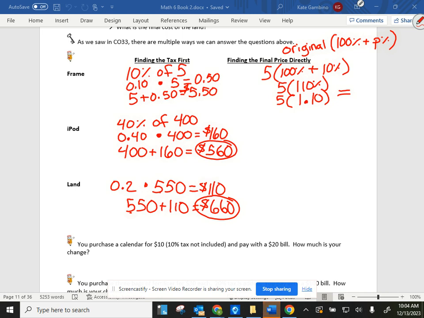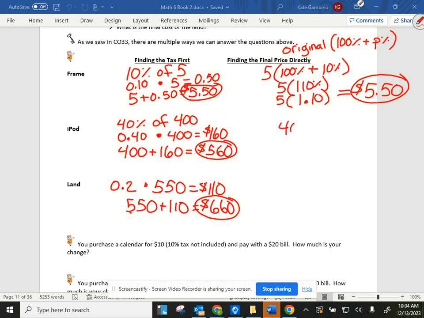Lauren? That's how we get that $5.50. Same answer. Let's look at our iPod. We're going to make it a little simpler. I was writing a lot out, but I'm going to condense it down. We look at that iPod.